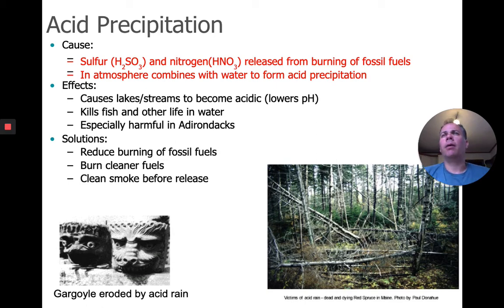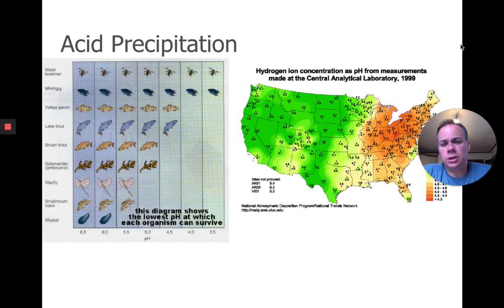This is especially a problem in certain ecosystems. For example, the spruce forests of the Adirondacks are very sensitive to changes in pH. So as this acid precipitation falls in these ecosystems, it can rapidly destroy the forests. So how do we solve this problem? Well, we have to use less fossil fuels. We have to use cleaner fossil fuels that don't release as much sulfur and nitrogen. We can take the exhaust from cars or factories and treat it in a way to reduce the sulfur and nitrogen in it. These are all ways that we can help to reduce this issue.